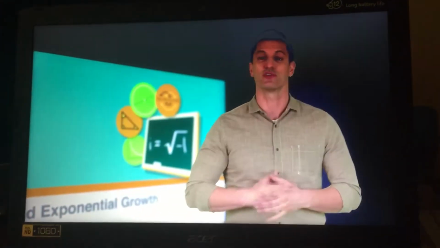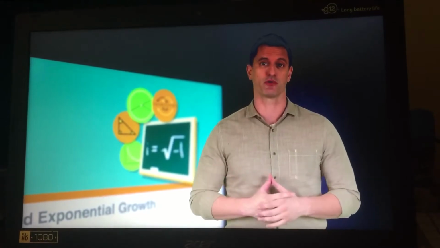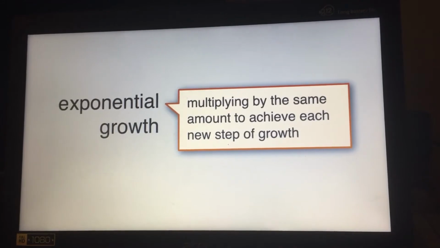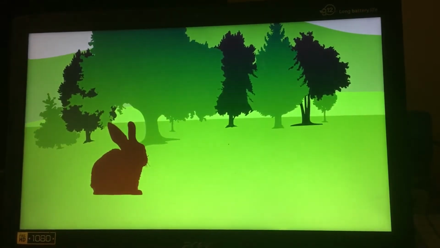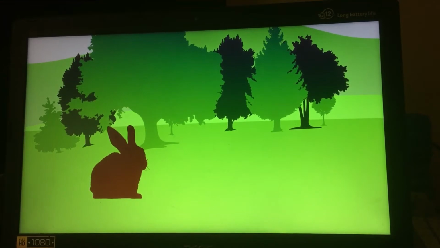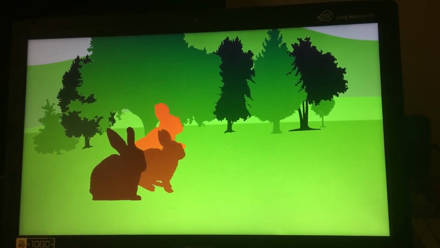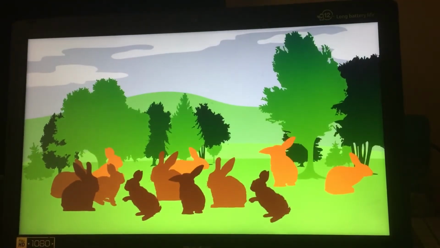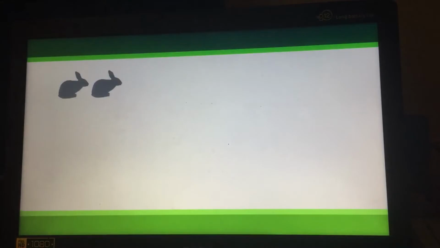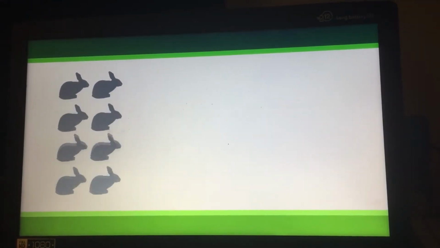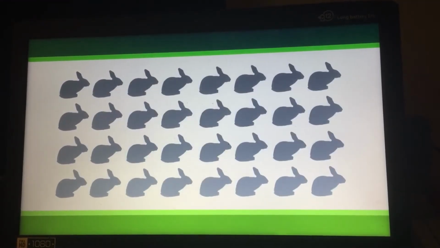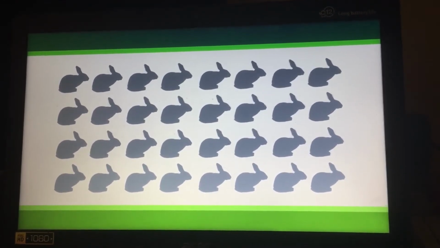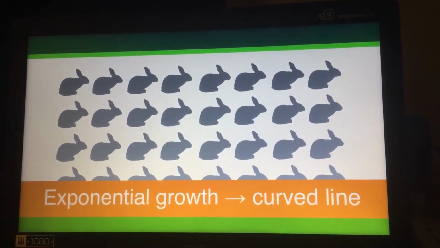Now that we have a definition for linear growth, let's take a look at exponential growth. Exponential growth means multiplying by the same amount to achieve each new step of growth. Think about rabbits, or more specifically, rabbit populations. Let's say we start with 2 rabbits, and every month they produce 2 new rabbits. And then pretty soon, all those rabbits start producing rabbits, and the rabbit population is doubling every month. So we go from 2 rabbits to 4 rabbits to 8 to 16 to 32. Every new step of growth means multiplying by 2. Multiplying by the same amount to achieve each new step of growth, that's exponential growth.